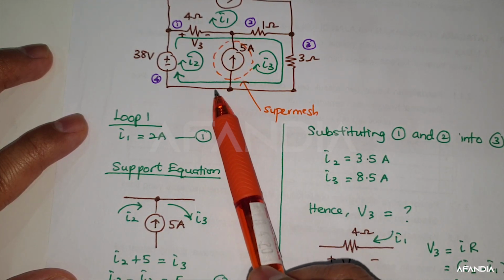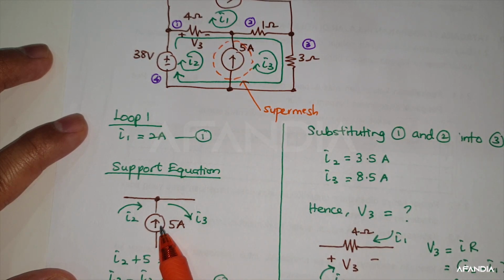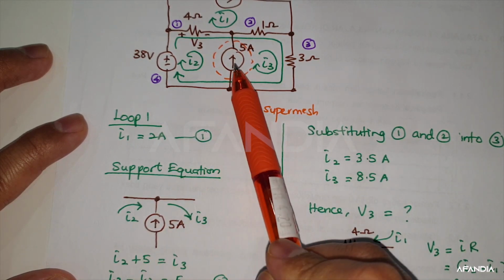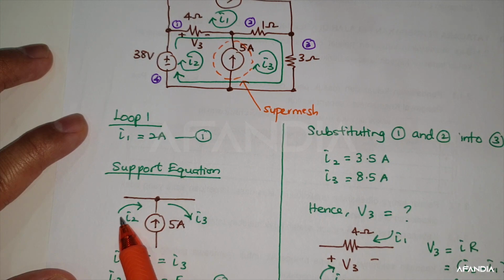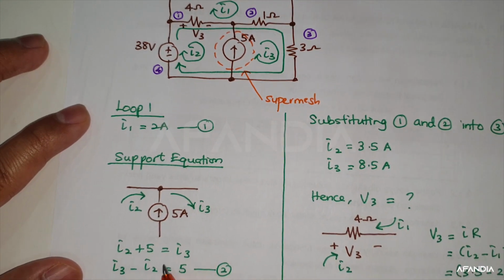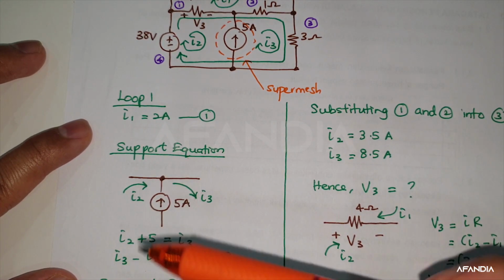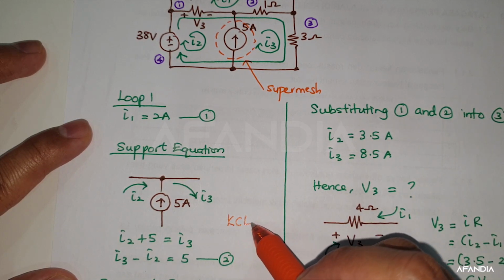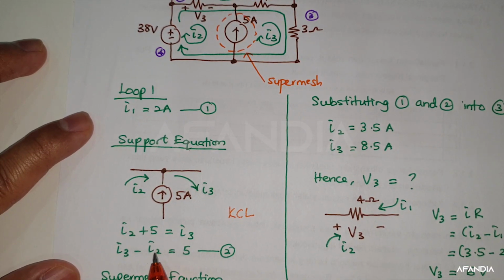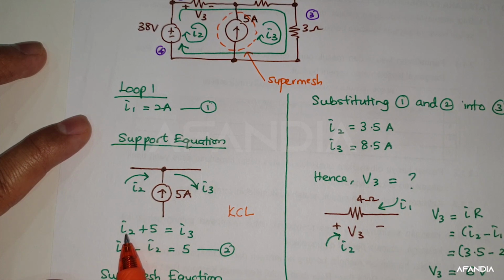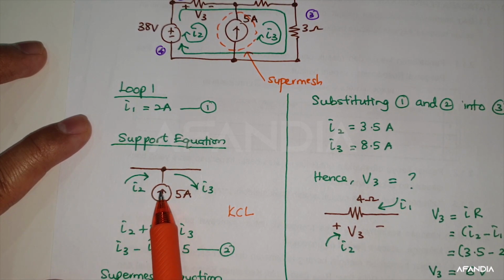So from this junction, I redraw over here. This is your 5 ampere, which is here. This is your I2 and this is your I3. So you must remember this is applying KCL. Current entering equal to current leaving. So what I can put here, I2, current entering, 5 ampere also current entering, equal to current leaving, which is your I3. That's why you can have equation 2.